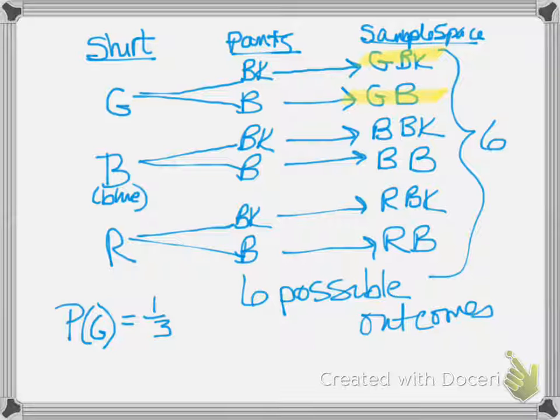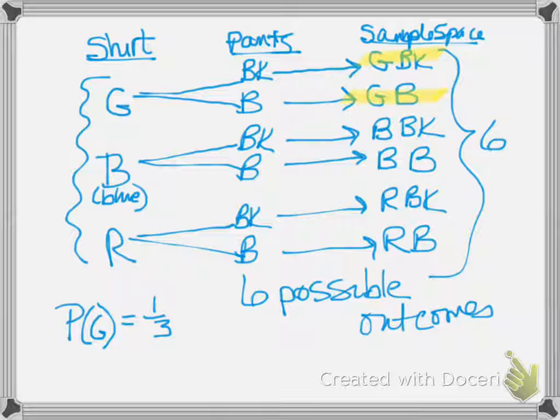Also, you can look on this side. If it's just referring to the green shirt, how many shirts are there? 3, and one of them is green. So with all your combinations together, you're still only going to have 1 out of 3 that is green.